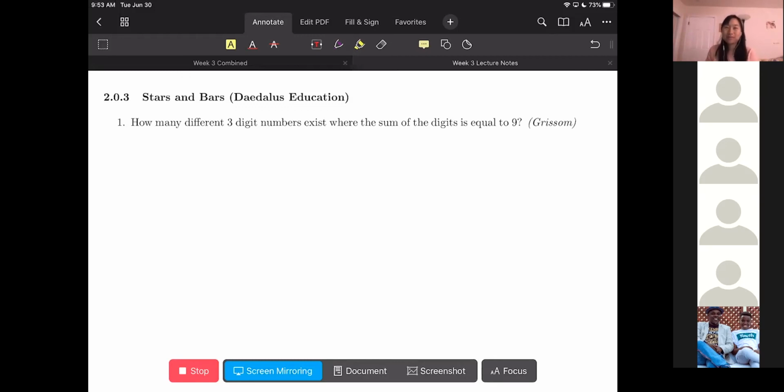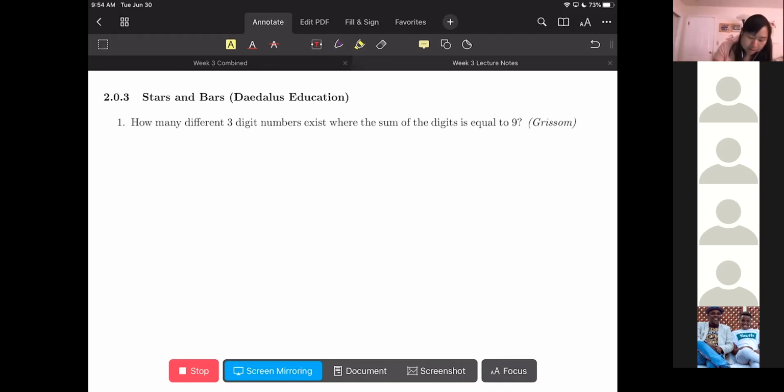We can think of it as A plus B plus C equals 9 and use stars and bars to find out how many numbers we can organize that way. But then there's also the fact that some of them will start with 0, so we'd have to find a way to remove the ones that start with 0 from our counting.